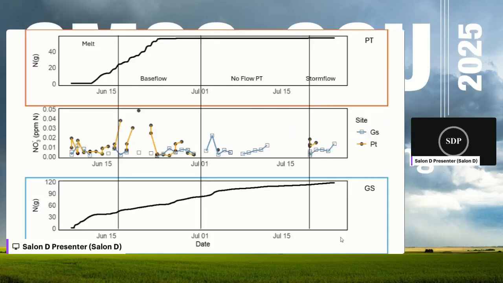Similarly, in ptarmigan, export was very heavily dependent on discharge. So it had a bit higher of a concentration, very high export early in the season. However, of course, because discharge stopped, export stopped as well.